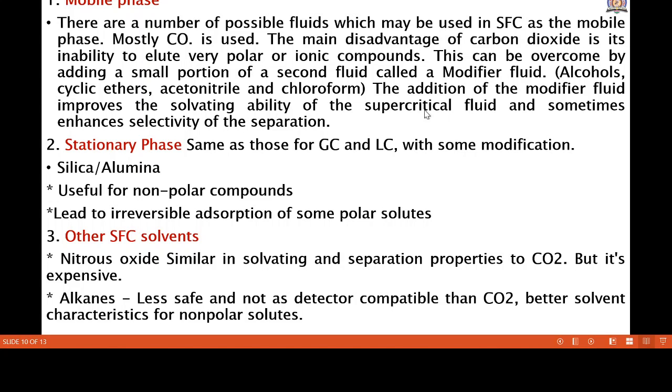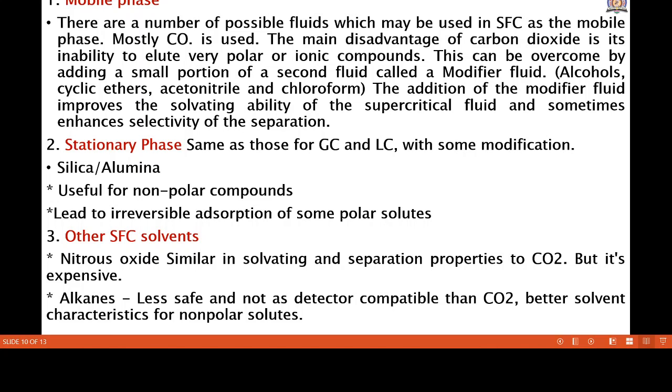The addition of the modifier fluid improves the solvating ability of the supercritical fluid and sometimes enhances the selectivity of the separation. Means here the mobile phase used is CO2, and the disadvantage of CO2 is the inability to elute very polar and ionic compounds. Okay, then the stationary phase is the same as those for GC and LC with some modification. Silica and alumina are used, which is useful for non-polar compounds.